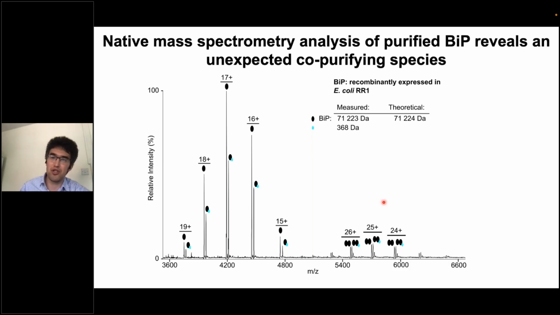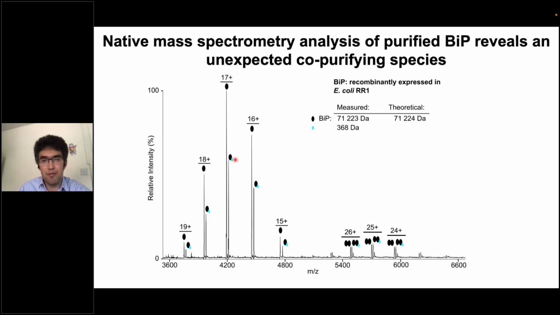When I purify this yeast BiP, expressed recombinantly in bacteria, there was an unexpected observation almost immediately. BiP purified from E. coli exists mainly as a monomeric species, but also a small subset exists as a dimer population shown here on the right. But what immediately jumped out at me about this native mass spectrum is, yes, there's the black charge series centered around the 17 plus charge state. That corresponds to the monomeric mass of the BiP protein.